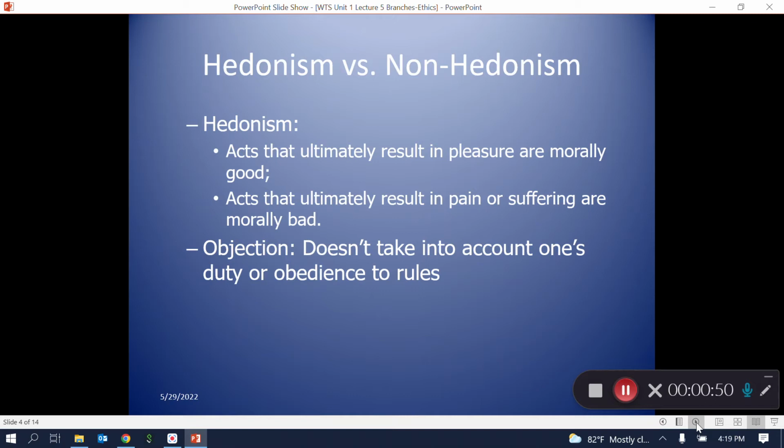An obvious objection to this theory is that it doesn't take into account one's duty. For example, when we think of the Apostle Paul doing his duty, we suspect that much of what he did was not because it produced pleasure, although perhaps he was looking to some greater pleasure in the life to come.